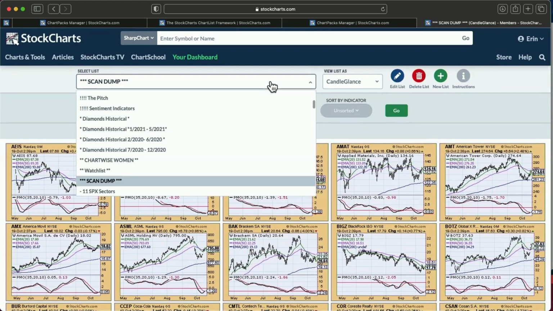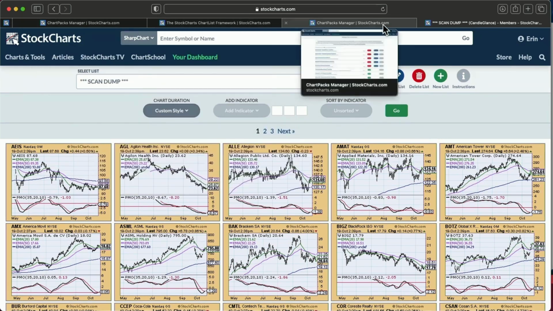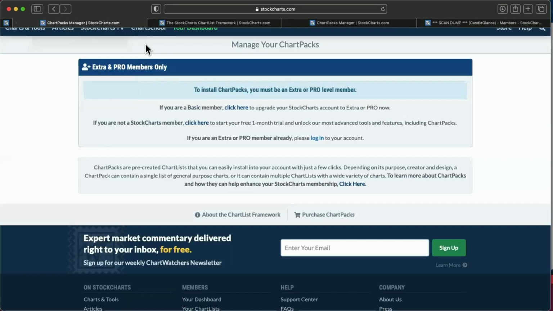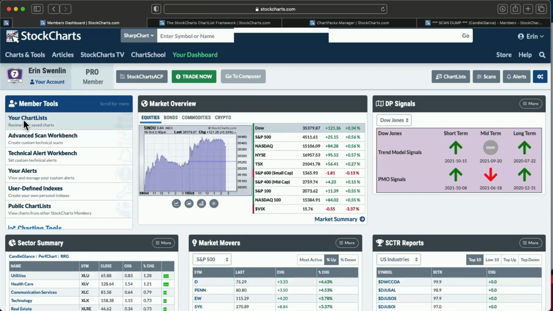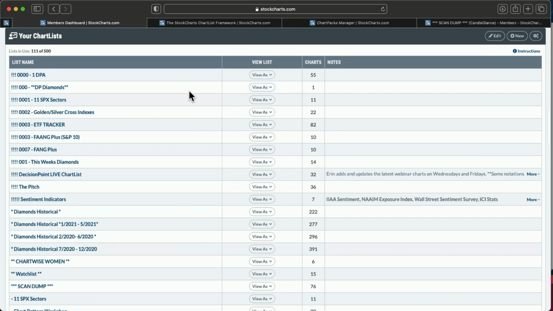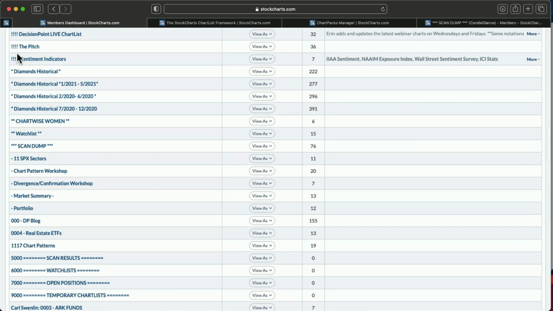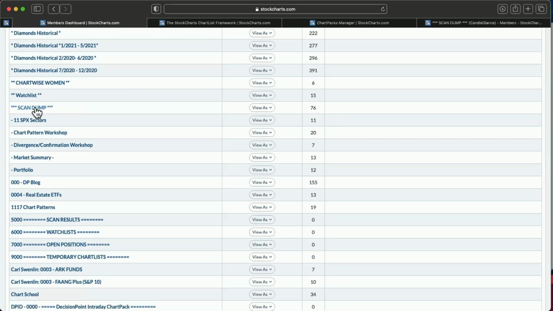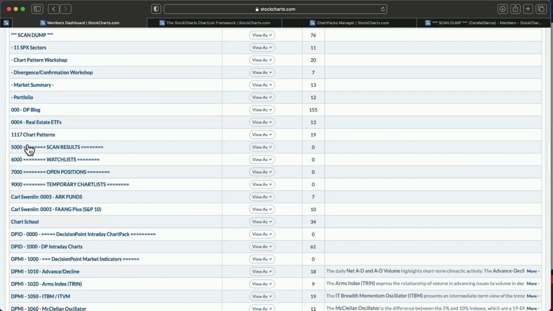So let me go through a little bit more on the chart packs here. Let's see, chart packs manager, scan dump. So I'm going to come back down here to my chart lists because they're all big and it's easier to see. So I want to explain it from here. So I said, here are all of my punctuation marked chart lists to bring them up to the top. There's my scan dump. And then I just have some others that are kind of random, but I put dashes in front of them because I still want them to be up near the top, but I don't necessarily want it to fall within some of these headings.